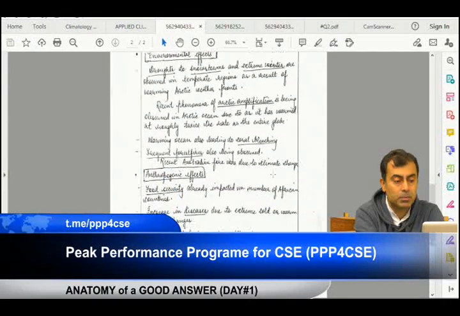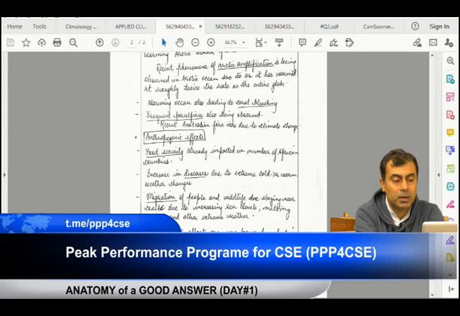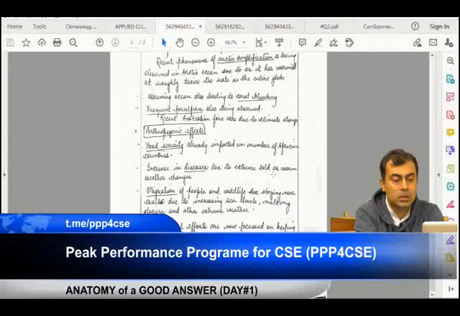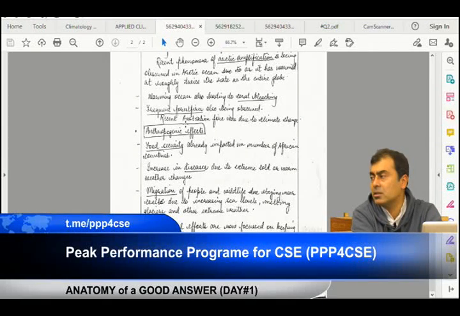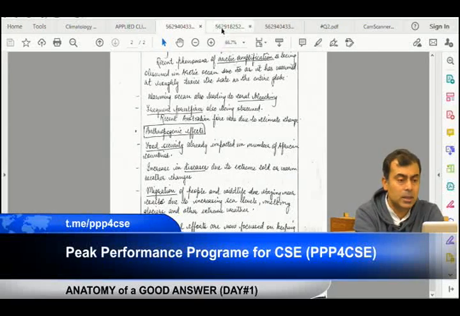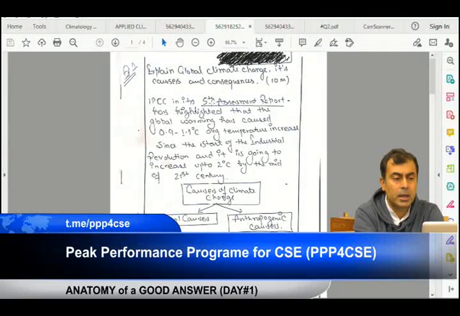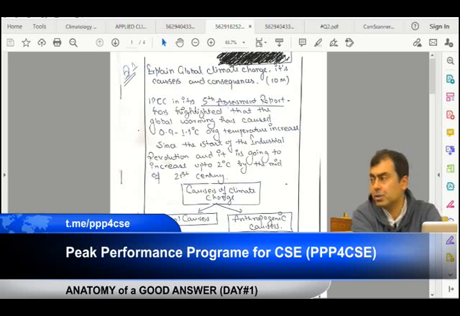Next, the person is going for anthropogenic effects, food security, diseases. Now, effects, the question was consequences. So the person has just written something, no diagram, nothing. Let us look at another answer. Explain global climate change. So IPCC in the 5th assessment report has highlighted that global warming has caused this. Industrial revolution is this. But where is climate change? This person also does not tell us.